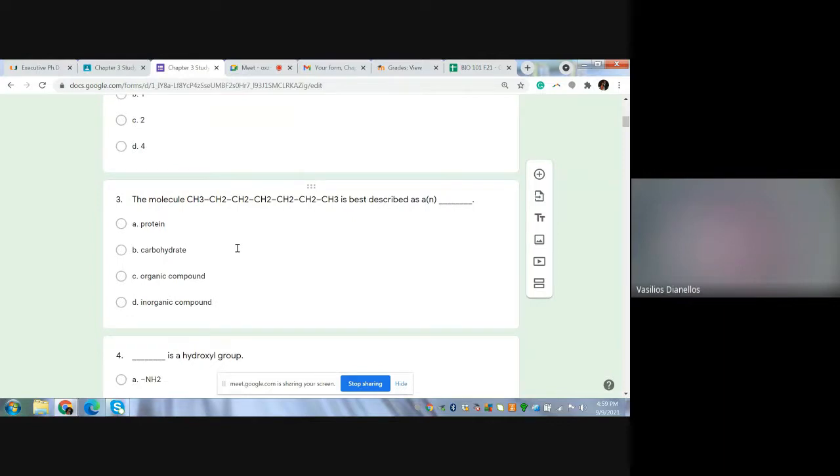Number 3. You don't need to know this for the exam. I'm not going to ask you, but hopefully from the lab, you recognize the fact that there's no oxygens on here, so that's not going to be a carbohydrate.